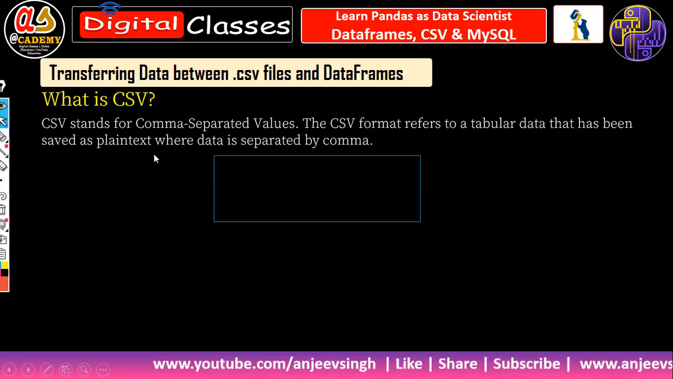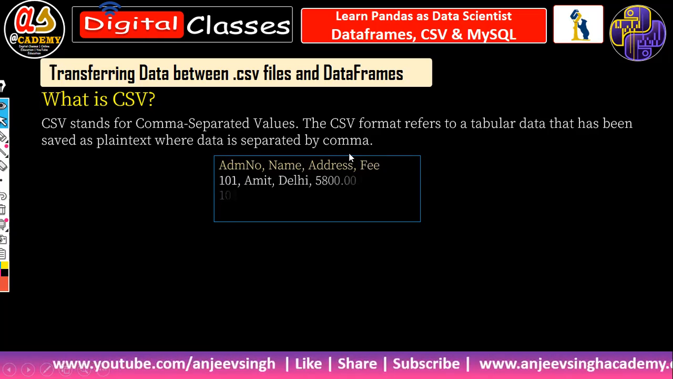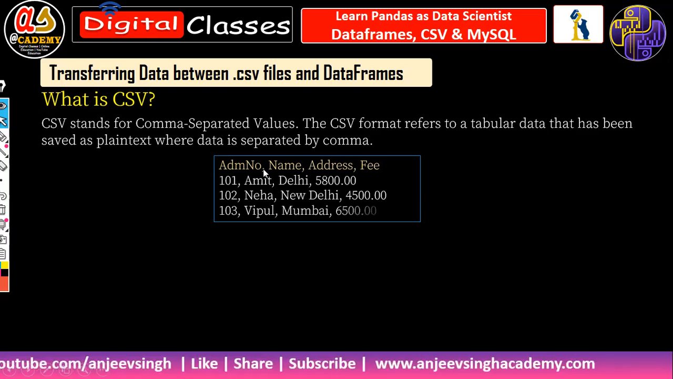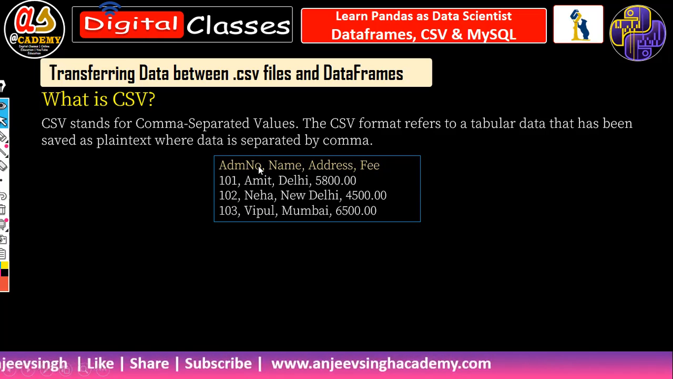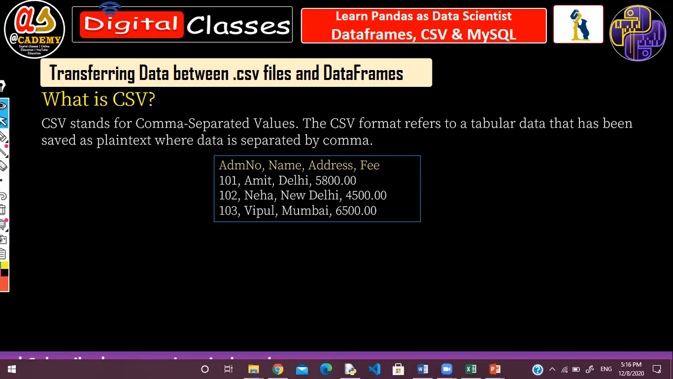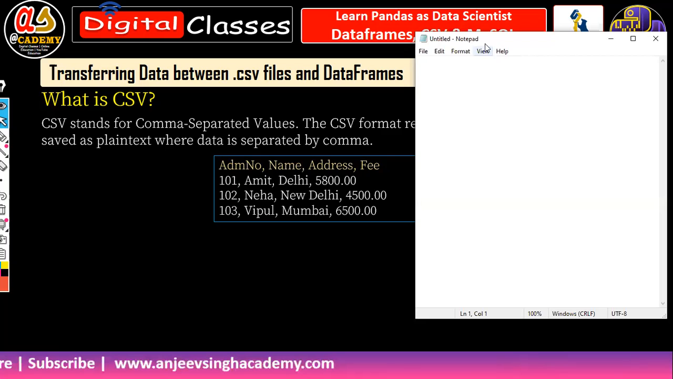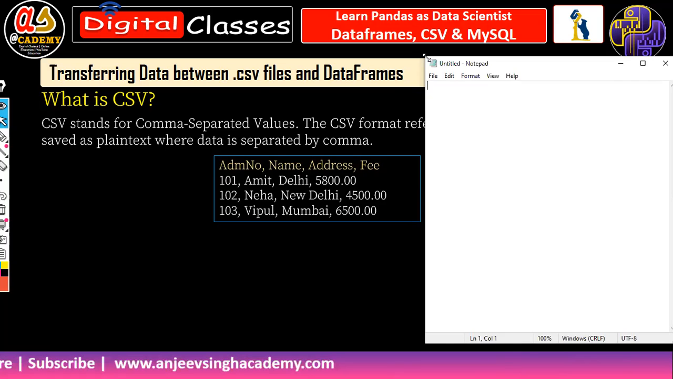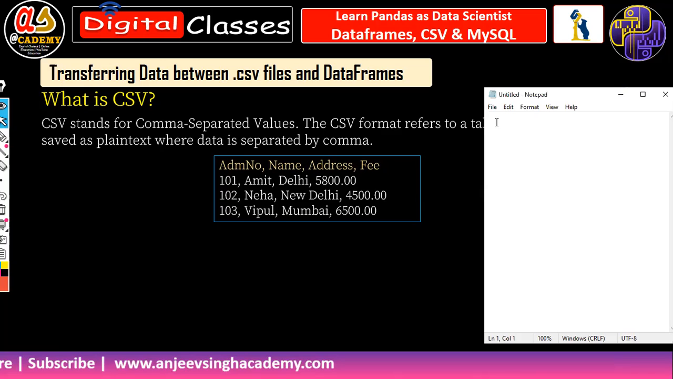But here the data is separated by commas. What is the meaning of separated by comma? Suppose I create this file in Notepad. I'm going to start Notepad here and create a file this way. Suppose I write here employee ID, then employee name, then designation, you can say job or post, and then salary.